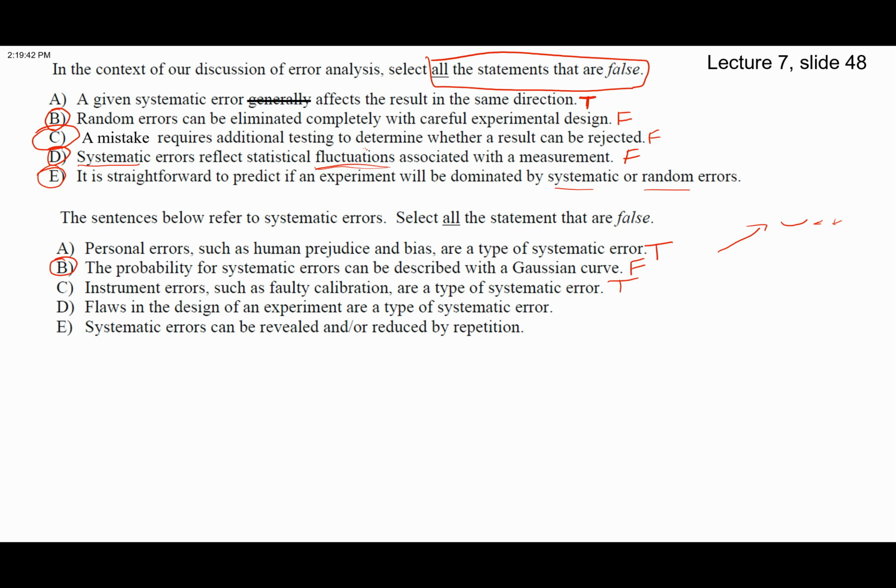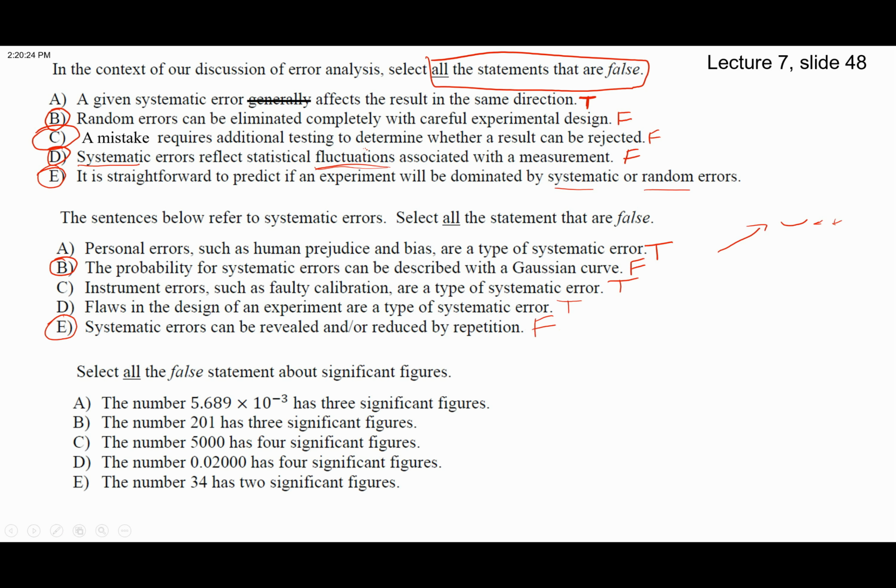That's true. Flaws in the design of experiment are a type of systematic error. That is true also, right? If you design an experiment incorrectly, where you're always adding too much of a reagent or not enough of a reagent, you will get a systematic error based on it. Just like in experiment 4, maybe you don't add enough peroxide, or you keep the temperature too high, the peroxide won't react to get your iron 3, boom, systematic error. Systematic errors can be revealed or reduced by repetition. That's absolutely false. That would be random errors. So our answer for this one will be B and E.